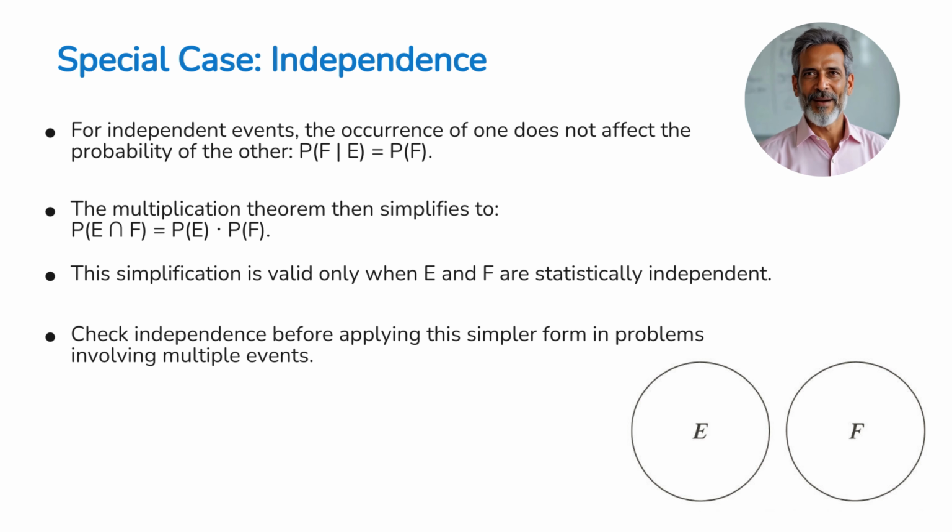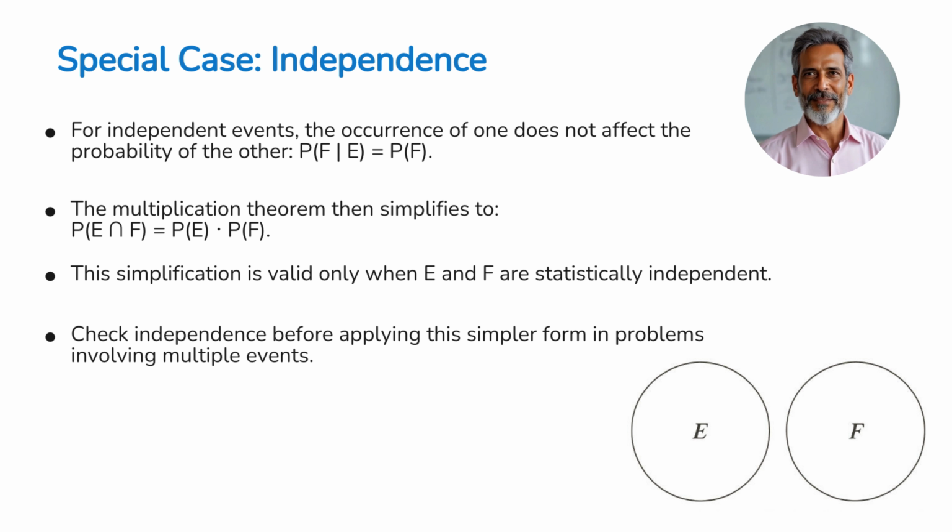Now, what happens if E and F are independent? That means the occurrence of one doesn't affect the chance of the other. In that case, the conditional probability P of F given E simply equals P of F itself. So, the multiplication theorem simplifies beautifully to P of E intersection F equals P of E times P of F.